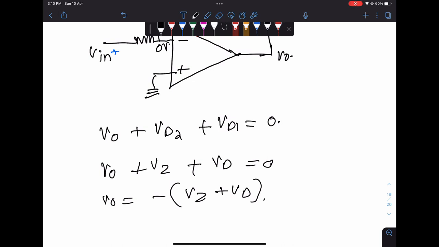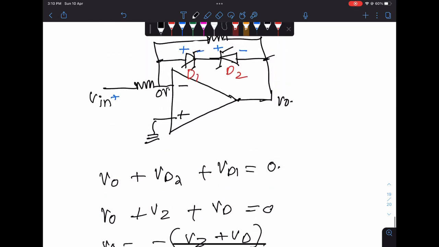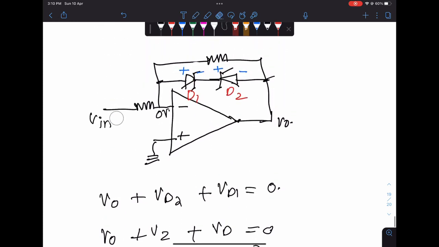So this will be the limiting case. Before breakdown there are no issues, because that part of the circuit won't exist. After breakdown, this will happen: Vout will be minus of Vz plus Vd1. Here Vz is the breakdown voltage and Vd is just the knee voltage, 0.7. When Vin is negative, the first diode D1 will be reverse biased and the second will be forward biased, and you can follow the same steps to find the output for that case.